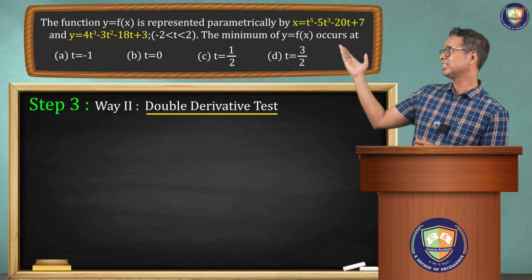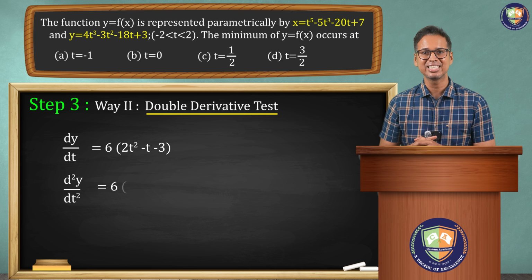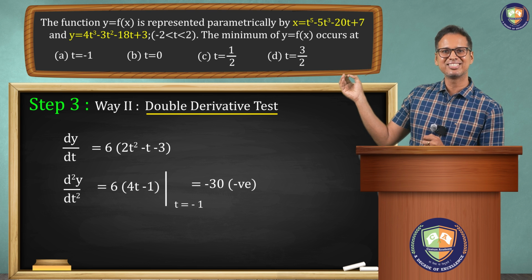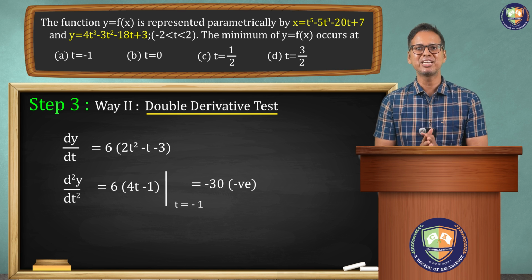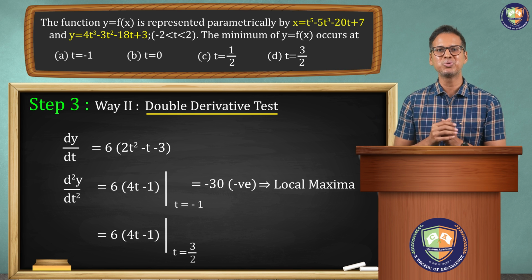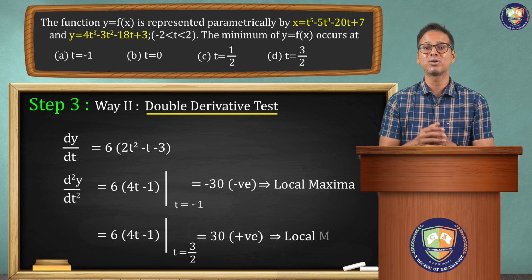So, as per the question, dy by dt is this, d2y by dt square is this, and when you put t equal to -1 in this, we get a negative answer. That means at t equal to -1, there is a local maxima. And when you put t as 3 by 2, we get a positive answer, which means at 3 by 2, the curve has a local minima.